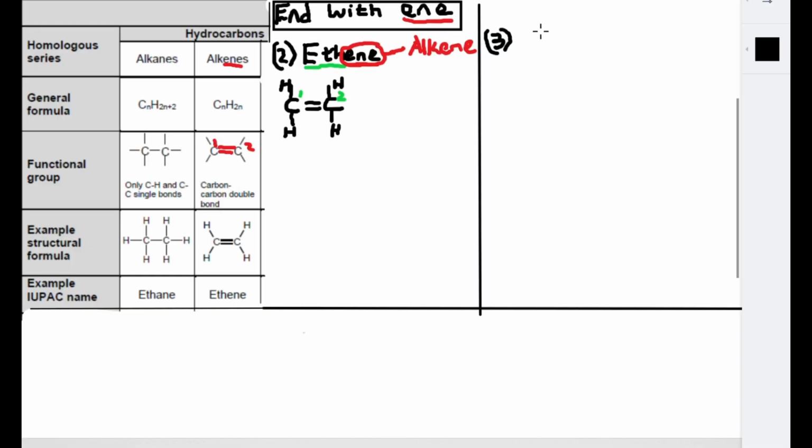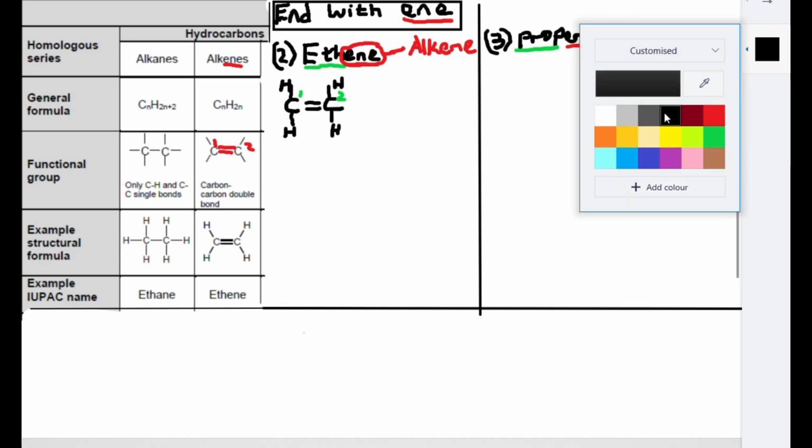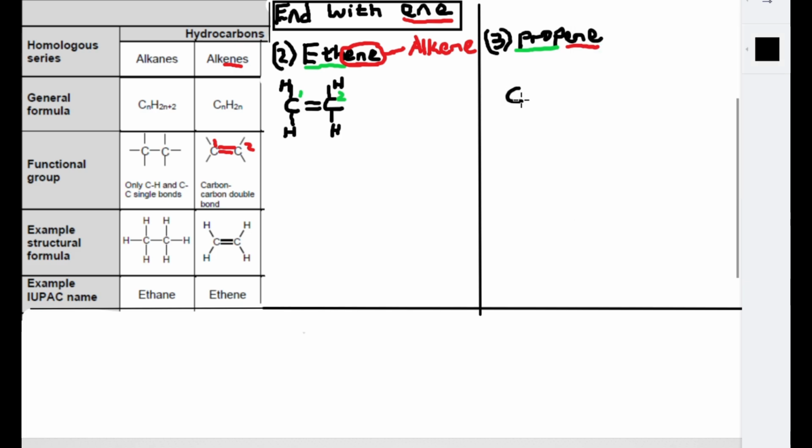Now let's go to propene. We know that prop means 3, and ENE will mean that this is an alkene. Now let's draw the number of carbons. There are 3 carbon atoms there, so it's 1, 2, 3. Now the double bond is going to be here.